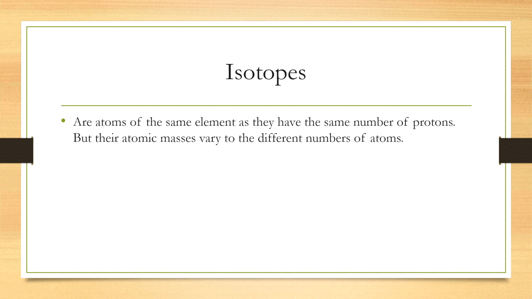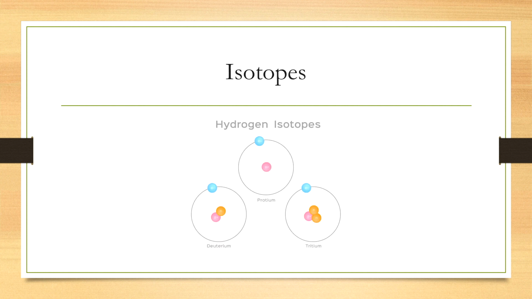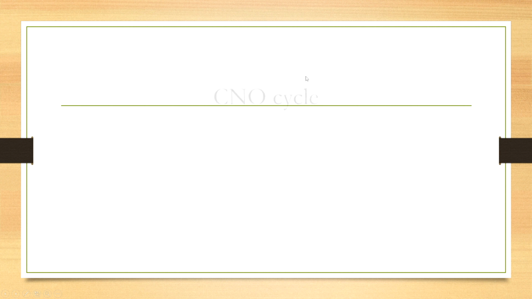Next is isotopes. Isotopes are atoms of the same element, as they have the same number of protons, but their atomic masses are very different because of differing numbers of neutrons. Here is a highlight with examples: protium, deuterium, and tritium. These are examples of hydrogen atoms.